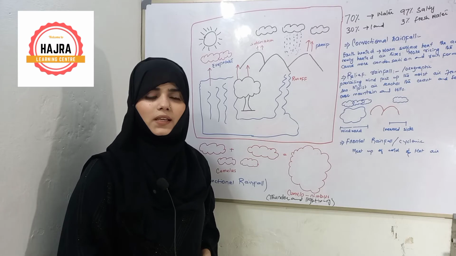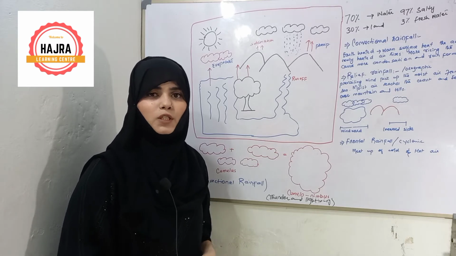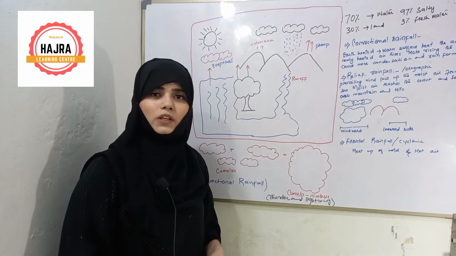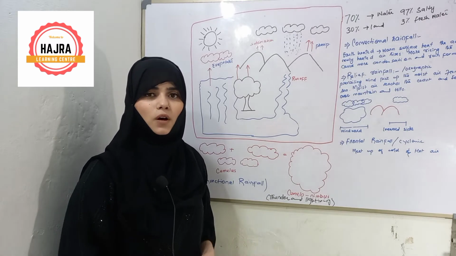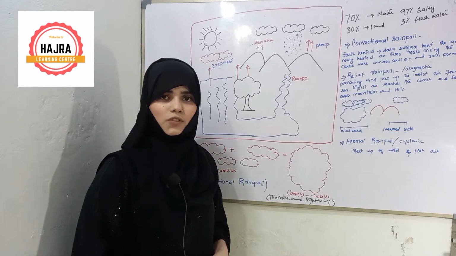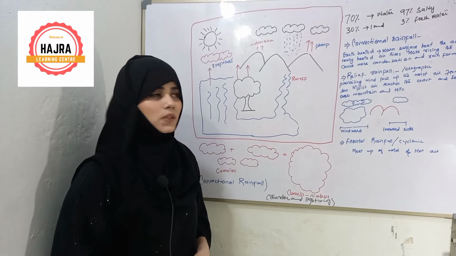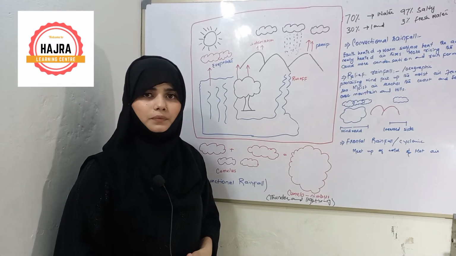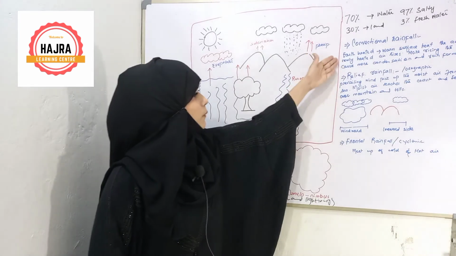In the water cycle, as I have told you, there is precipitation or rainfall. In the same video, I just want to tell you about three types of rainfall. Number one is convectional rainfall. Number two is relief rainfall, and number three is frontal rainfall. Let's study them one by one.